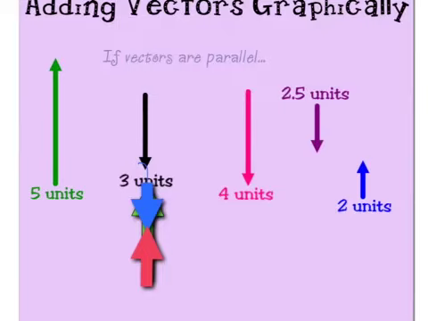What would I get if I added the black and the green vectors? If you answered that my resultant would be 2 units up, you are correct. Similarly, if I added the pink and the blue vectors, my resultant would be 2 units, but in the downward direction this time.